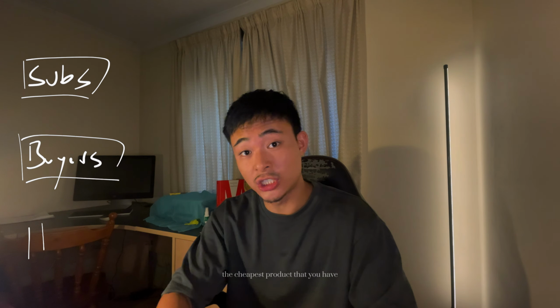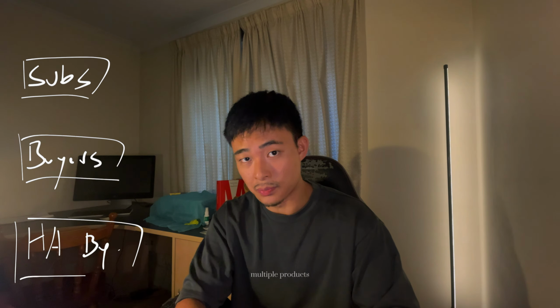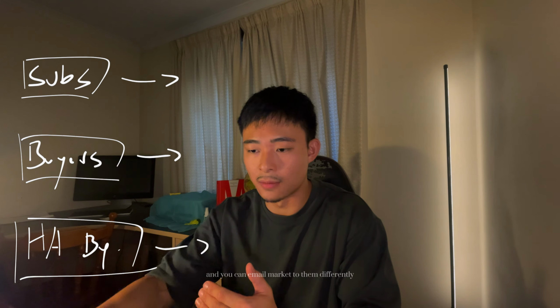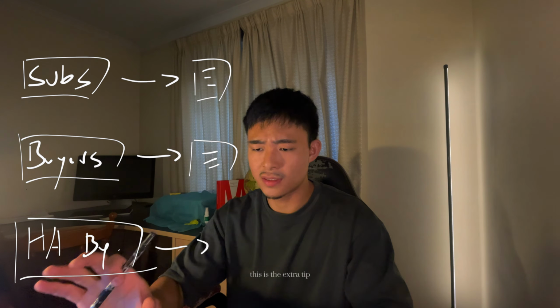So that's a lead squeeze funnel. Now that you know which leads have bought the products and which leads haven't, you now know which leads fit into which segments. You now have the subscribers that haven't purchased. You now have the subscribers that have bought the cheapest product that you have. You now have the subscribers that have bought multiple products. You've got all these different segments and you can email market to them differently depending on which segment they're in. This is the extra tip.